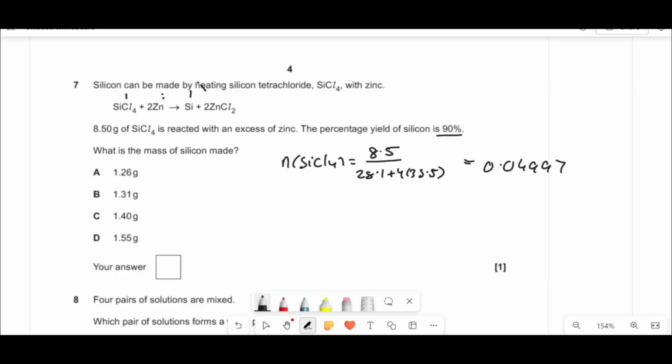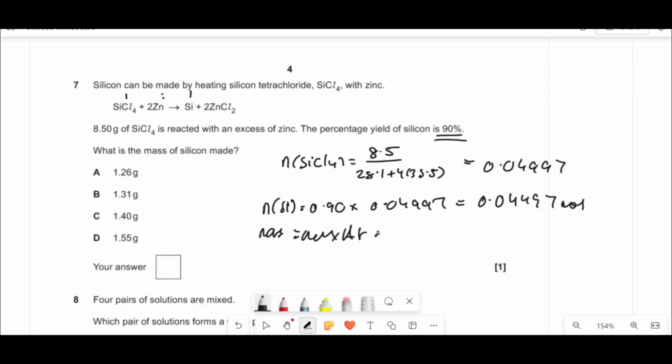Now, these are in a 1-to-1 ratio. In theory, you should have this many of the same, right? But they've told you the percentage yield is that. So the actual moles of the silicon that is made is 0.90, the percentage, times this 0.04997, which is going to be 0.04497 moles that we actually make. So then the mass of the silicon is just going to be moles times the Ar, which is your answer that we just got, times the 28.1. Times 28.1 gives me a nice answer of 1.264, which is A.